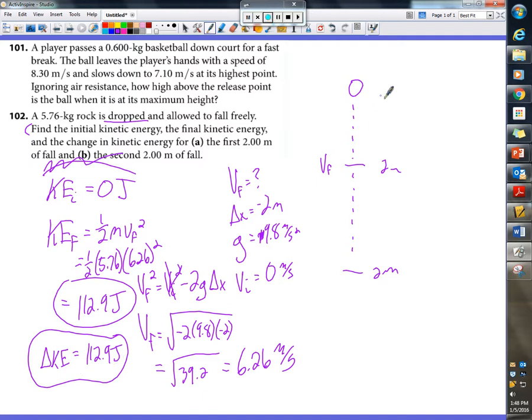Point is that we lost the same amount of potential energy in this section as we did in this section. Which means that if we lost the same amount of potential energy, because we lost the same height, we must have gained the same amount of kinetic energy. So in the first 2 meters, we gained 112.9. In the second 2 meters, we gained 112.9 again.